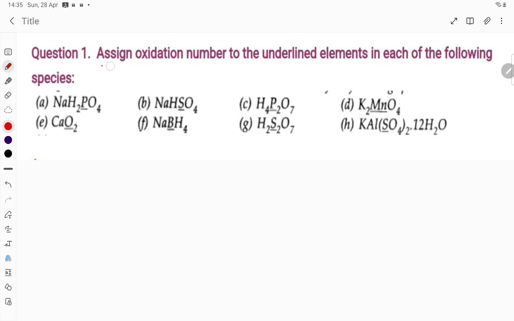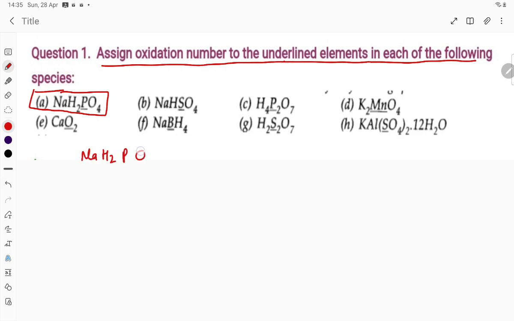What they are saying: assign the oxidation number of underlined elements in each of the following species. So the first one is NaH2PO4, right? Here, if you are representing, this is NaH2, this is PO4, and they are asking the oxidation number of this element. So this is going to be what, student?